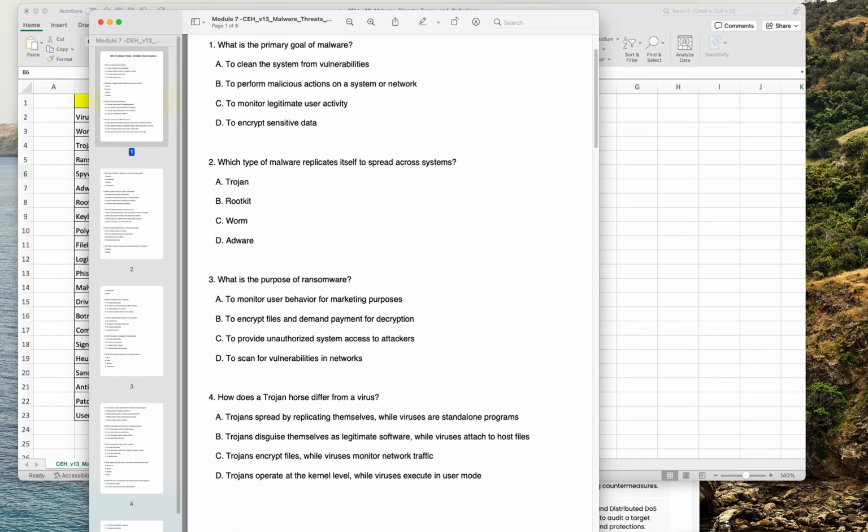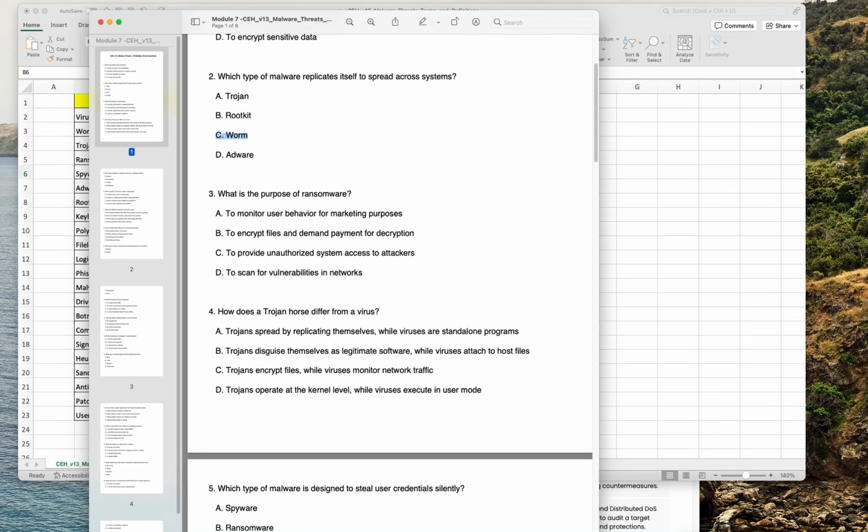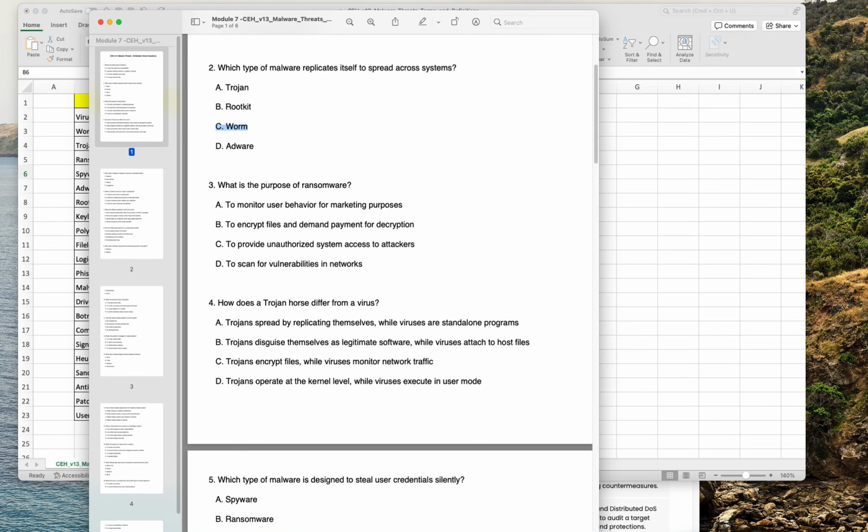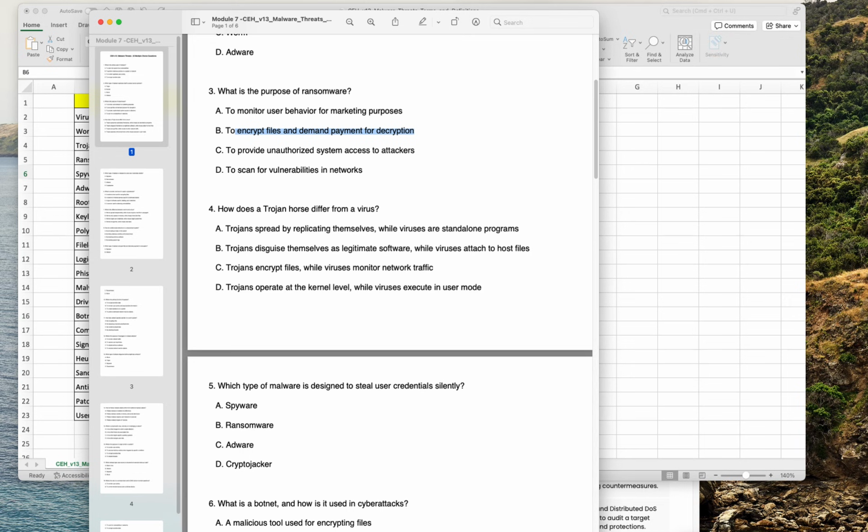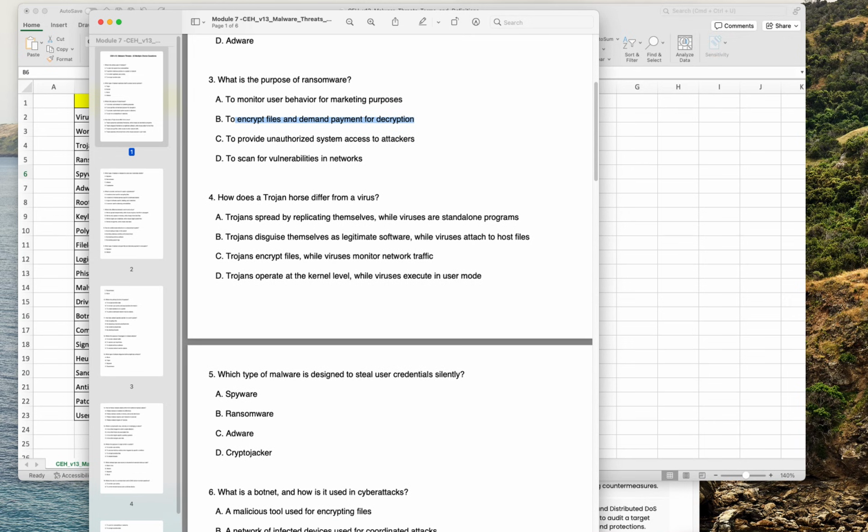Which of the following types of malware replicates itself and spreads to other systems? This has been around since forever. That is a worm. What is the purpose of ransomware? And that is, if you read this, to encrypt files and demand payment. That's the whole concept of ransom, to demand something for something else.